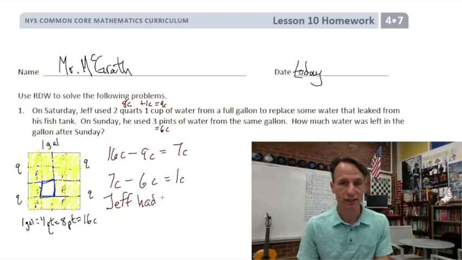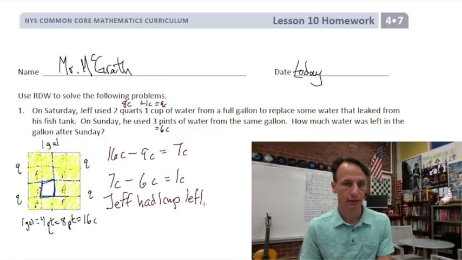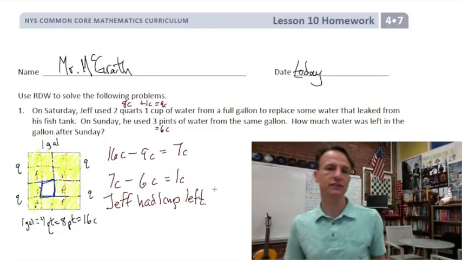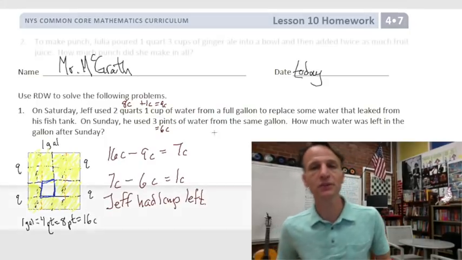So Jeff had 1 cup left. And you could add in the gallon after Sunday if you want, but that's all I'm writing. Let's go on to number 2.